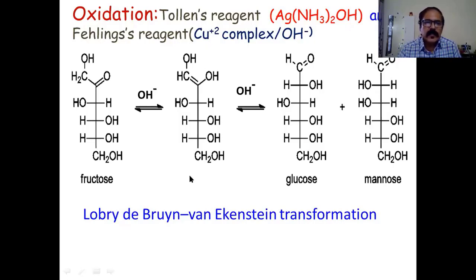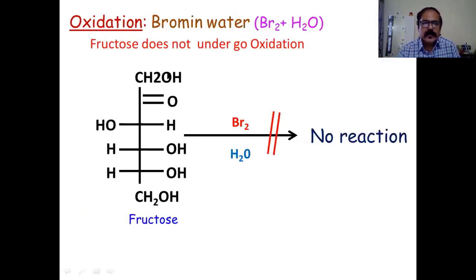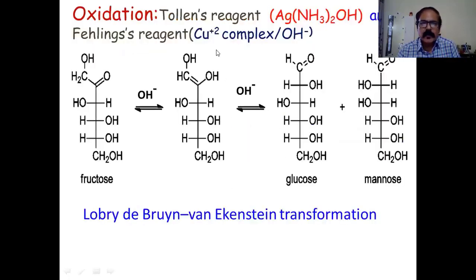Are you clear now? Fructose is not expected to react with a weak oxidizing agent like bromine and water. It will not react. But in the case of Tollens and Fehling's, it is reacting. What is the reason? The only reason is the presence of alkaline medium. When hydroxyl groups are present, it will go through this transformation. When it undergoes this transformation, you will get glucose and mannose. These glucose and mannose will react with Tollens reagent and Fehling's reagent, and they will give a positive reaction.